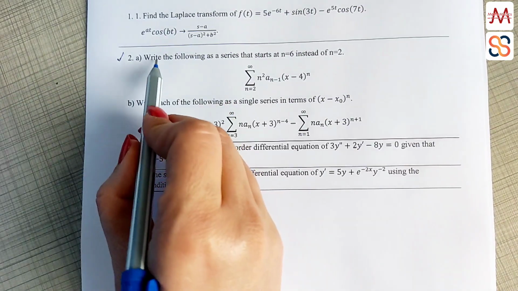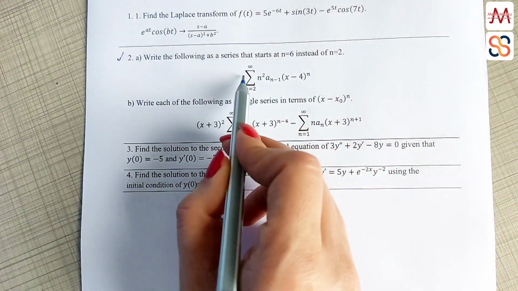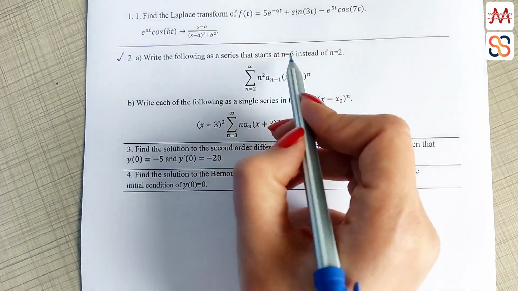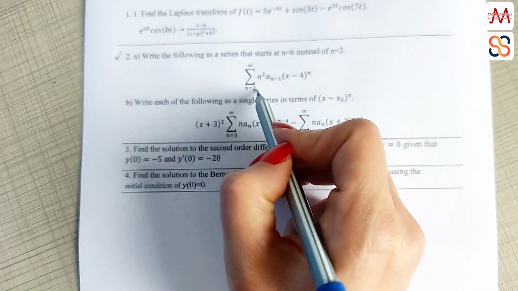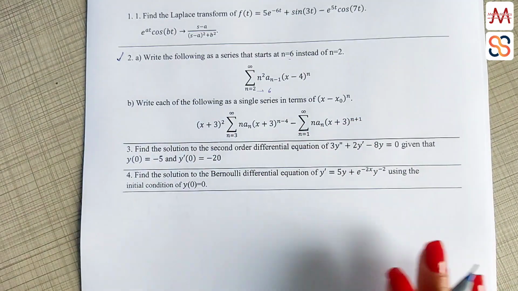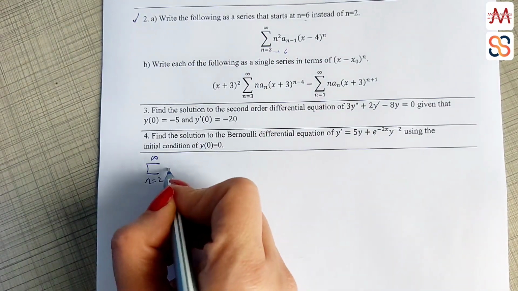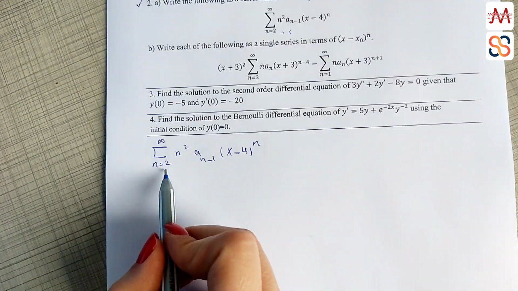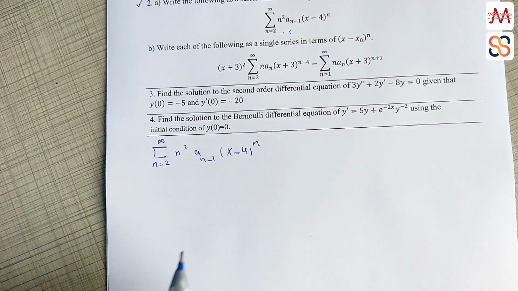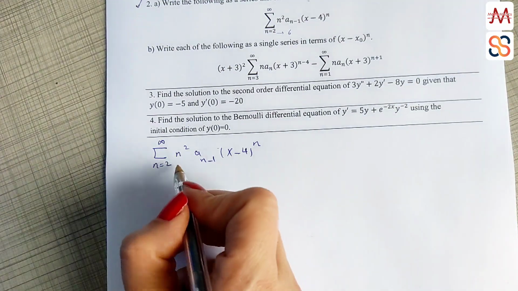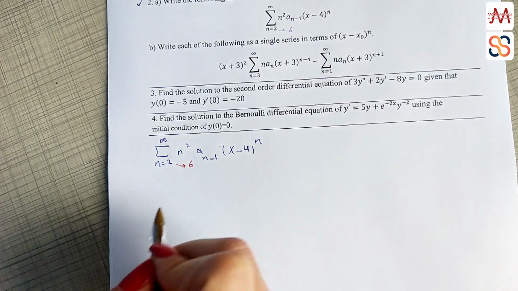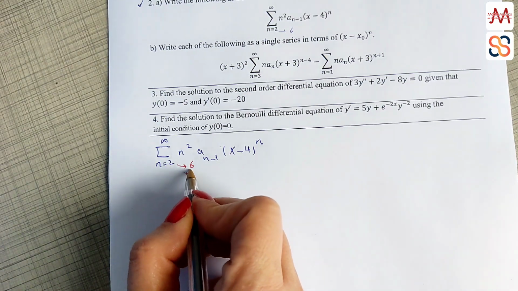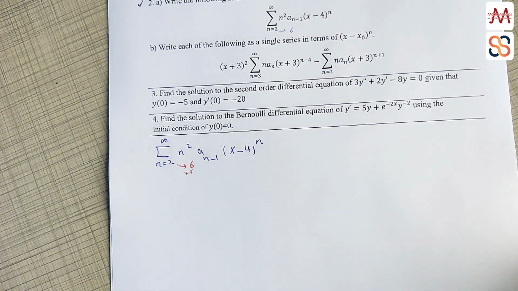It includes two parts. In the first one, we have to write the following as a series that starts at n equals 6 instead of n equals 2. To start the series at n equals 6, all we need to do is notice that this means we will increase the starting point by 4, and so all the other n's will need to decrease by 4.